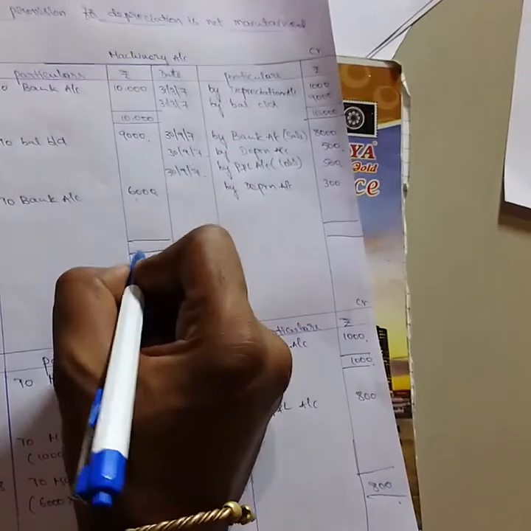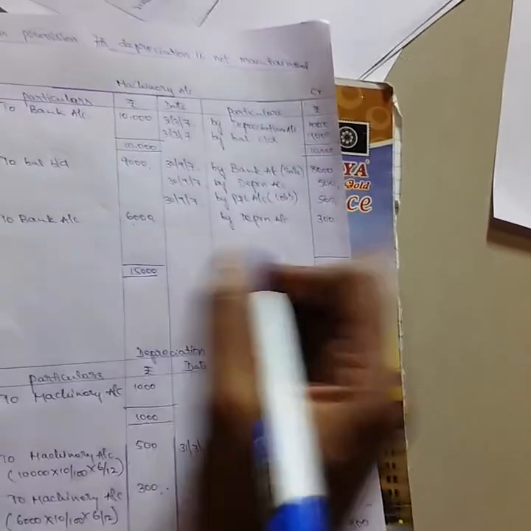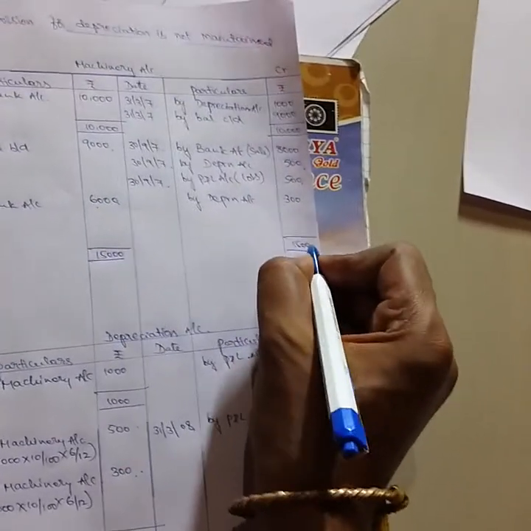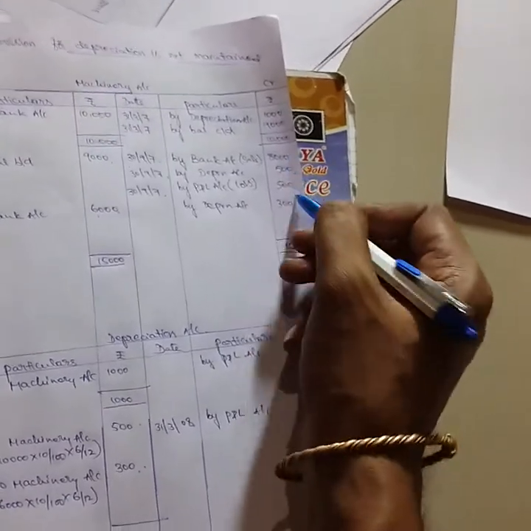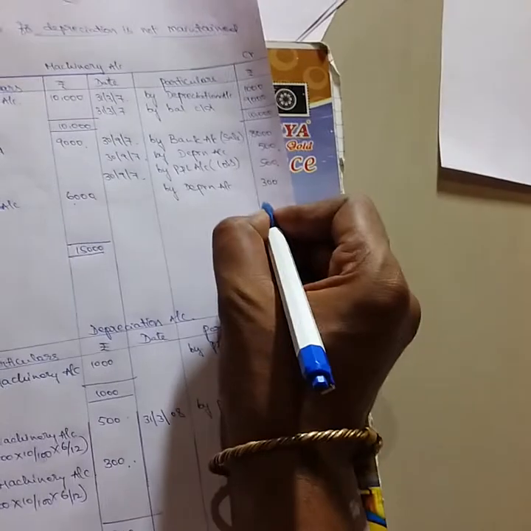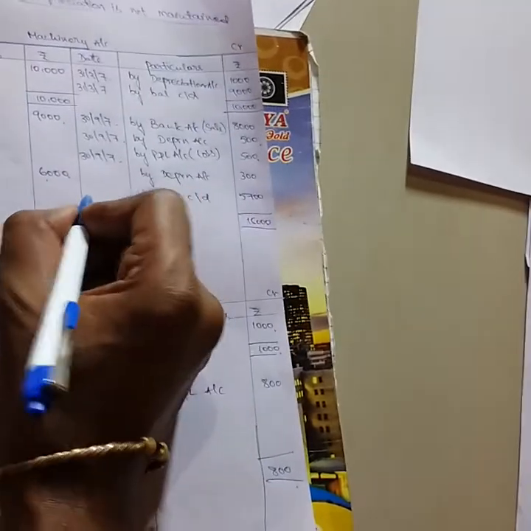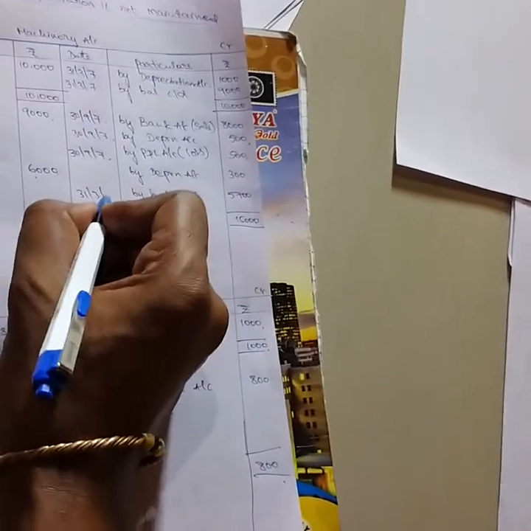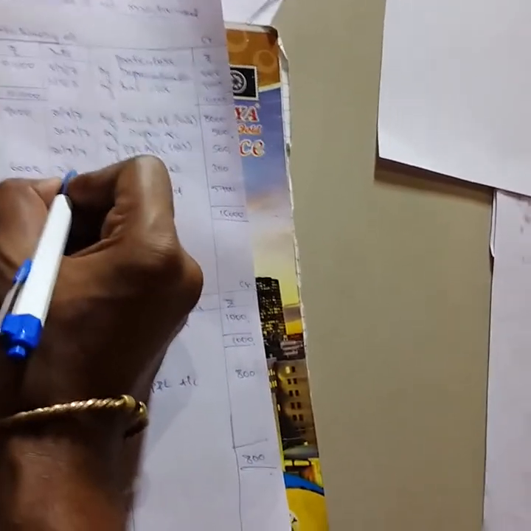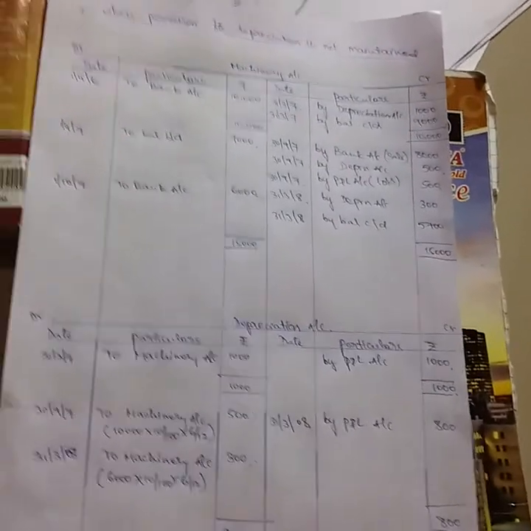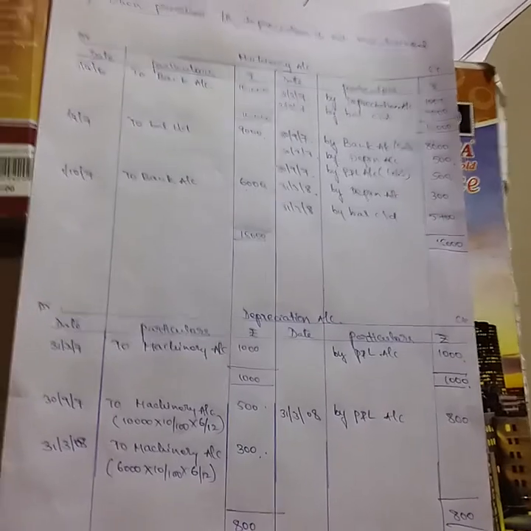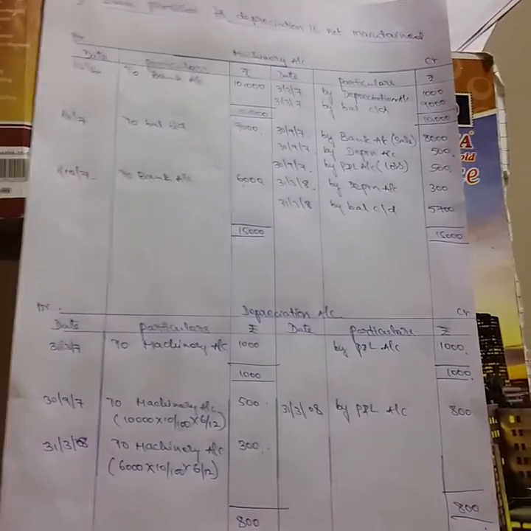9,000 plus 6,000, 15,000. 15,000 minus 9,300 is 5,700. This is by balance carried down, 31st 3 2008. This is the maintenance of depreciation when provision is not maintained.